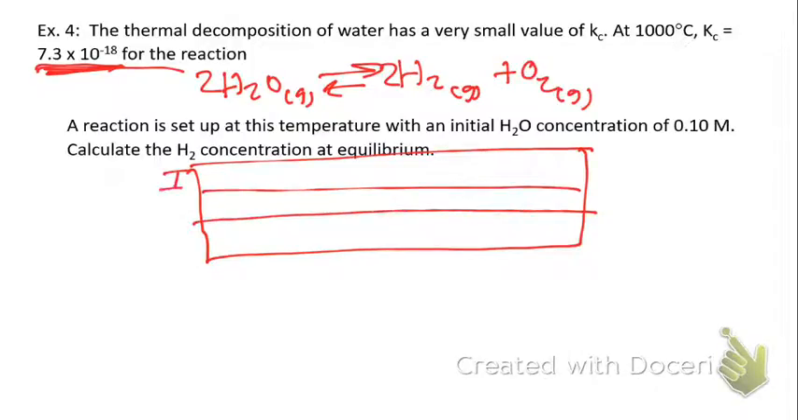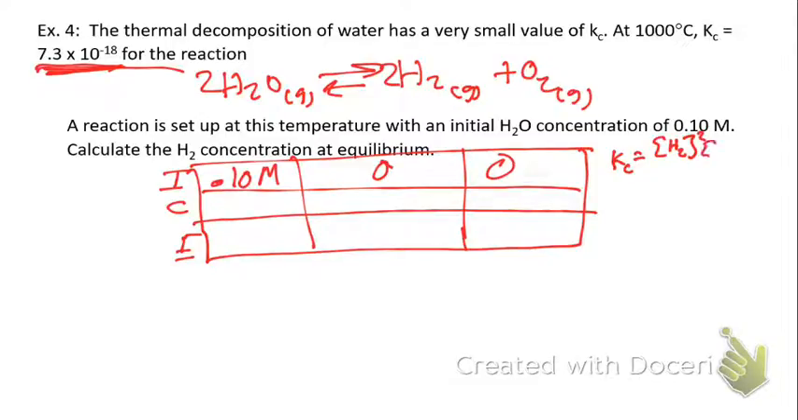And we got our initial change in equilibrium concentrations for all three substances here. For water, we're going to start out with 0.10 molar, and 0 and 0. The equilibrium expression for this, by the way, is Kc equals [H2] squared [O2] over [H2O] squared. And we can put water in the equilibrium expression because it is a gas in this case.